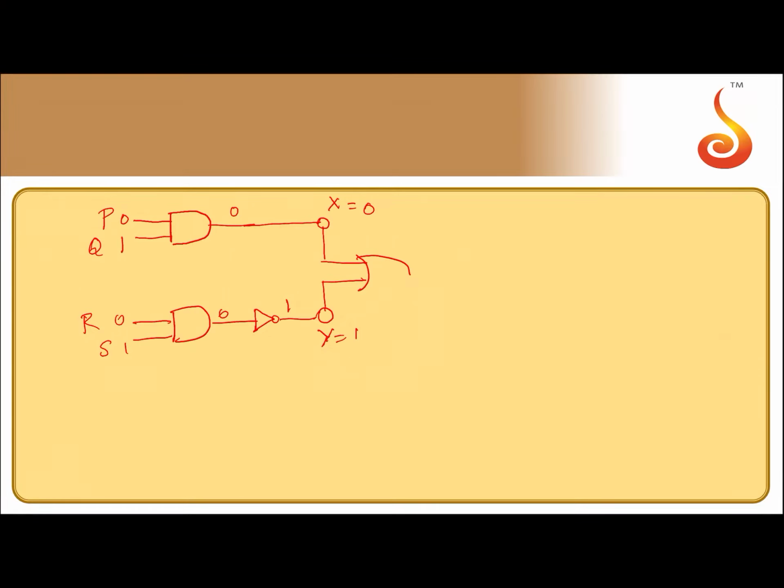Now this is fed to the NOR gate. If it had been an OR gate, you would have got 1. But since it is a NOR gate, that should be equal to 0. So it should be 0, 1, 0. That should be option C. X is equal to 0, Y is equal to 1, Z is equal to 0. So that is 0, 1, 0. That is option C.